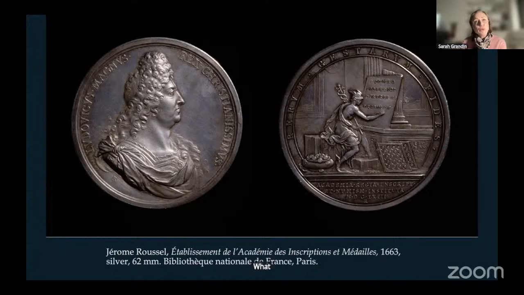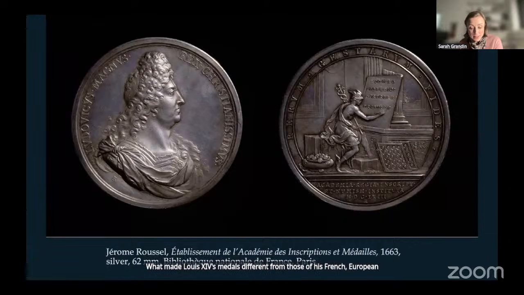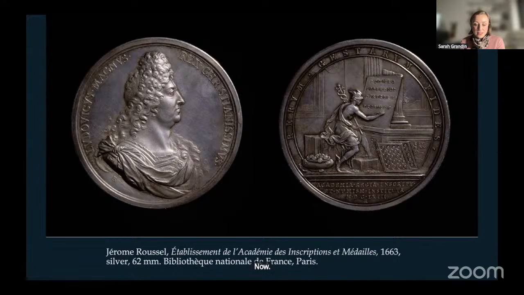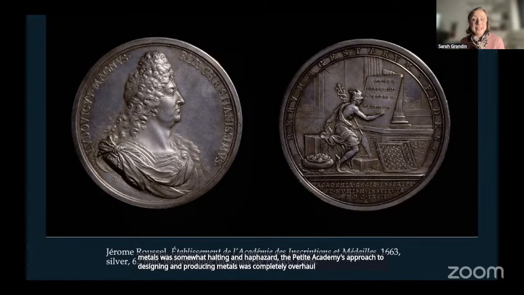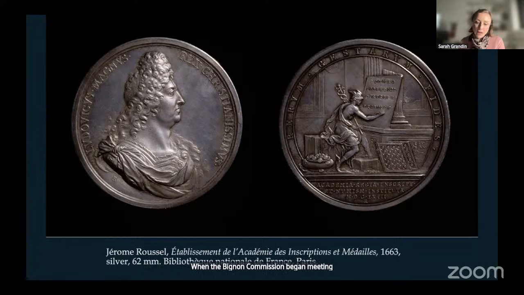What made Louis XIV's medals different from those of his French, European, and Roman predecessors? It was their regularity, unity, and comprehensiveness that were supposed to set them apart. Now, while in the first decades of his reign, the process of creating new medals was somewhat halting and haphazard, the Petite Académie's approach to designing and producing medals was completely overhauled in the 1690s, when the Bignon Commission began meeting. Bignon himself became Inspector General of this numismatic project.